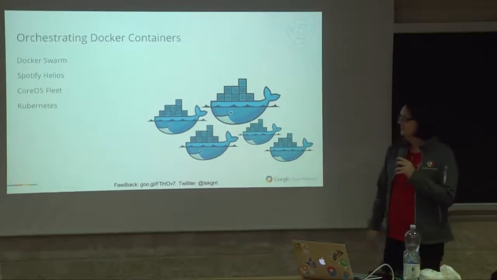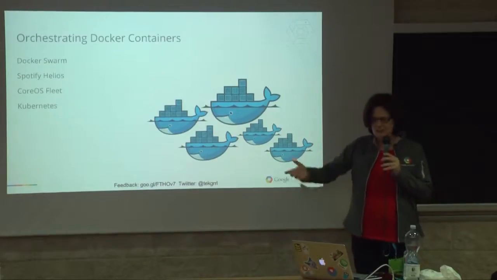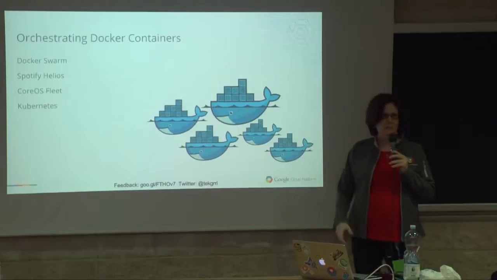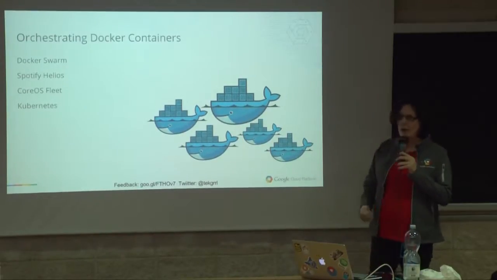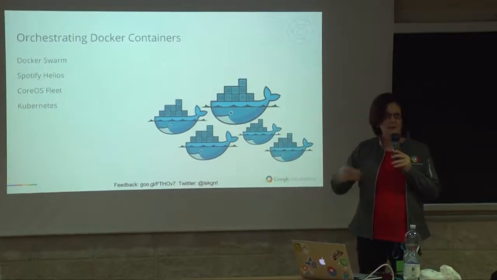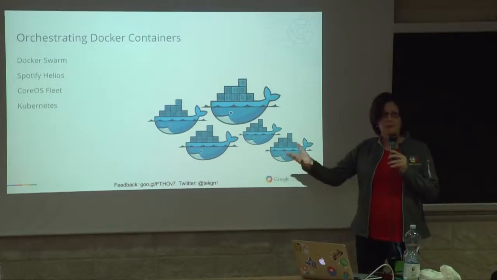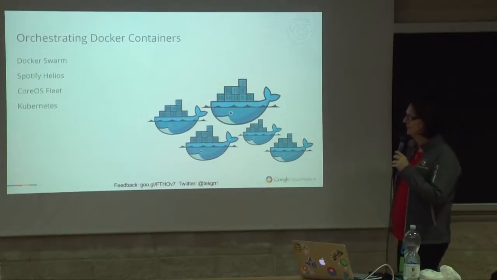So we have lots of options. Docker have recently introduced a cluster management, an orchestration tool called Docker Swarm. Spotify have one, believe it or not. They have one for Docker containers called Helios. CoreOS, who are changing the game by having their own container format called Rocket, which may take off like a rocket, ultimately. They have something called Fleet, and we also have Kubernetes.